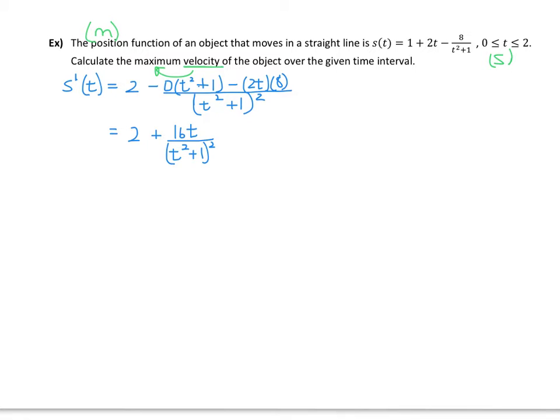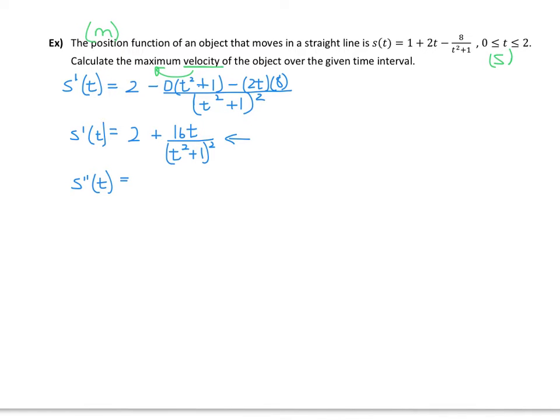So when I found my derivative, I found that s prime at t was equal to (2 + 16t) divided by (t squared plus 1) all squared. So this is the thing that I want to maximize or minimize. I want to find the derivative of this and set it equal to 0. I really want to find the derivative of that velocity function. So that means I need to find its derivative, or the second derivative. Okay, so take the second derivative of this, and then we're going to solve for the critical numbers of it.